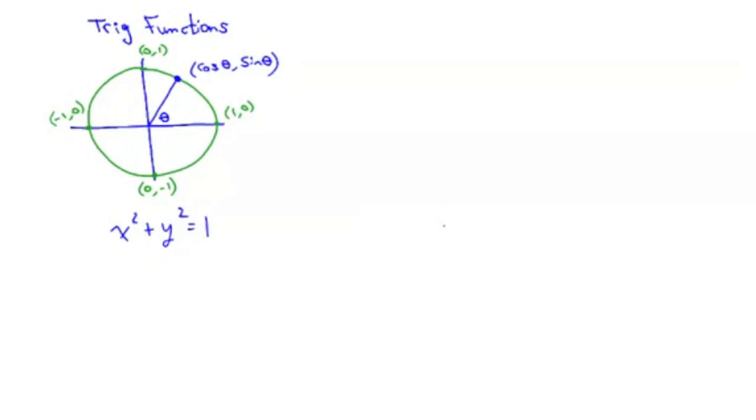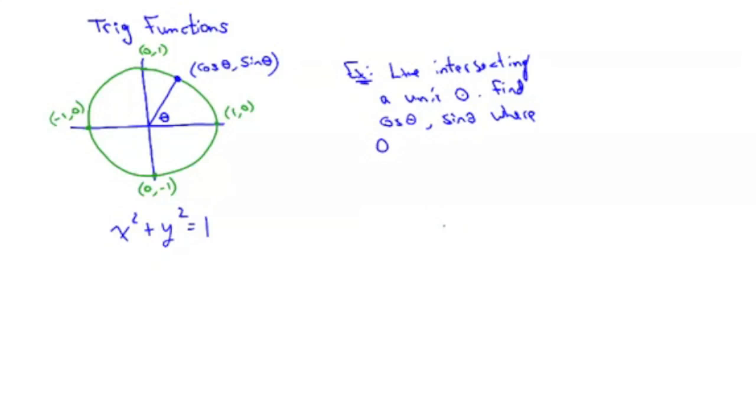I also talked about a simple example. We're talking about if we had a line intersecting a unit circle, we should be able to find at least sine theta and cosine theta.